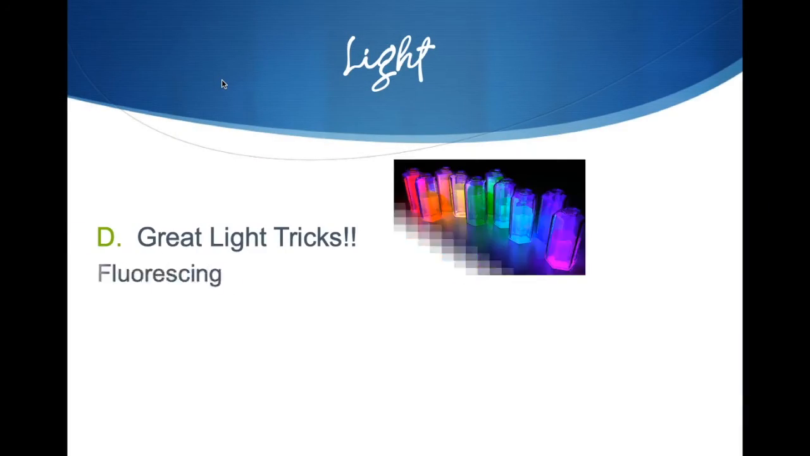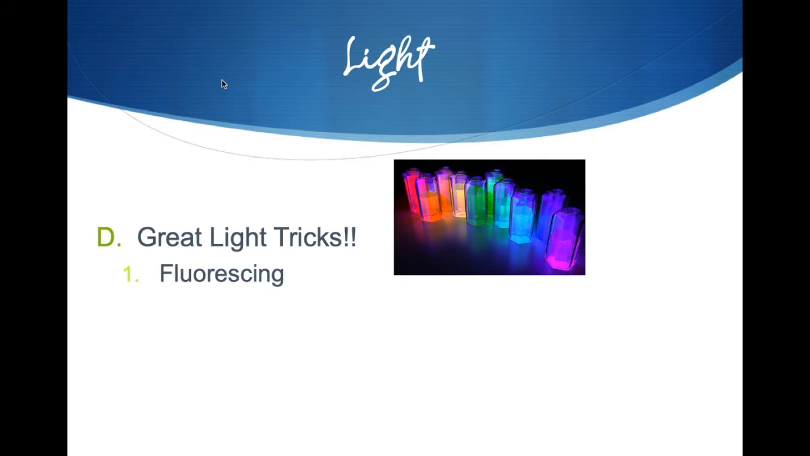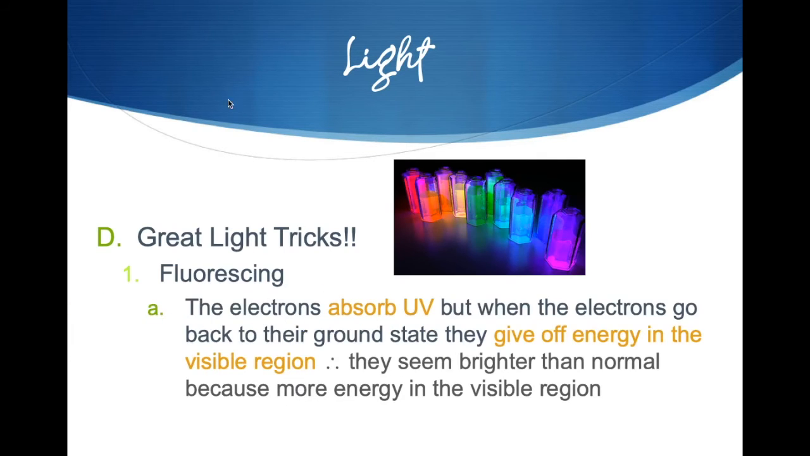So what you saw was fluorescence, or fluorescing, right? What you saw was the electrons in the chalk absorbing the UV light from that black light, and when the electrons go back to their ground state, they give off energy in the visible region. So they seem brighter than normal. So this is like black light stuff.